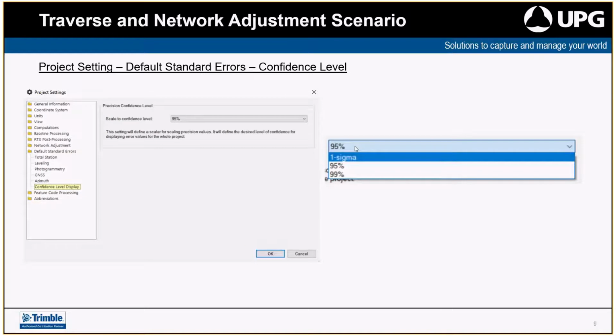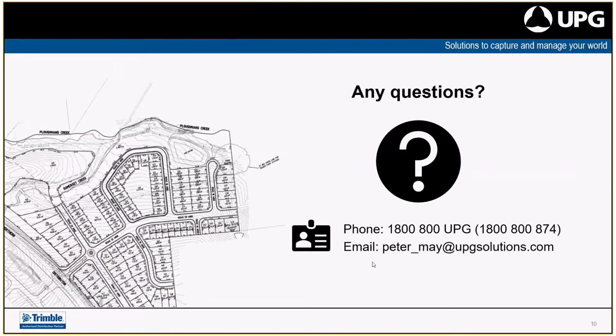And then obviously our very important confidence interval. This is set down in our standard errors section of our project settings, and we can set it to 99% or a 1 sigma. We just run with a 95% confidence interval because that is the standard, the minimum that we're needing here in New South Wales. So I'll leave that as the setting.